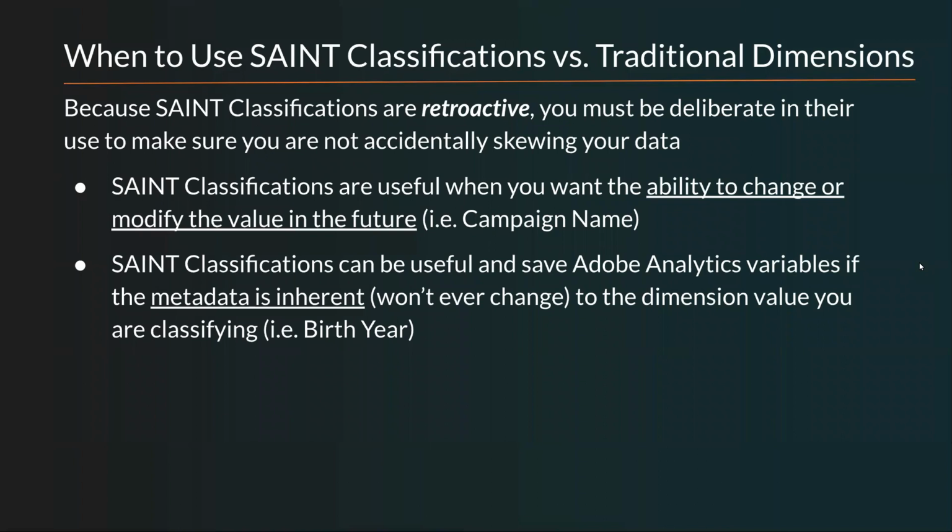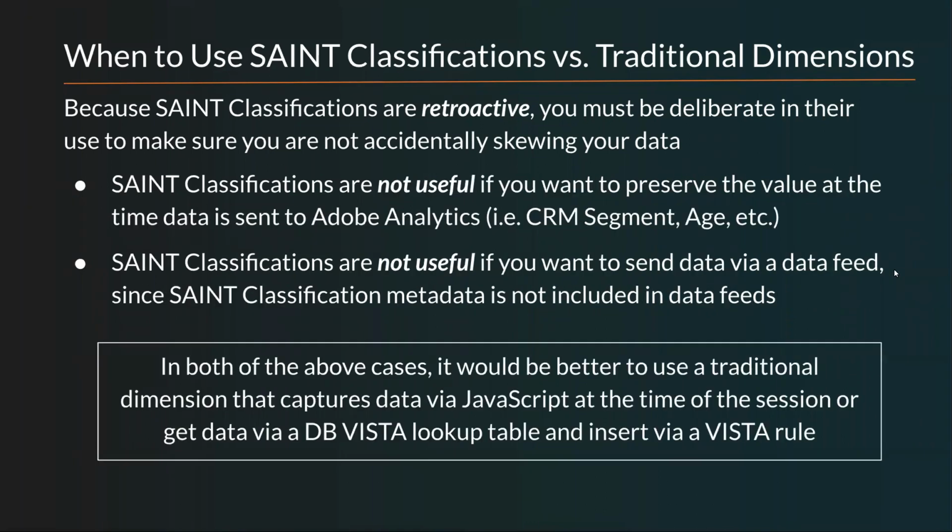But sync classifications can also be useful, as I mentioned, to save variables when the metadata is inherent, meaning it will never change, to the dimension that you're classifying. So for example, if I have a customer ID, I can put birth year in a regular eVar, but it's kind of silly because I could just one time upload the birth year of every customer, and that's never going to change. That's a waste of an eVar. But that's a perfect use case of saving a variable with the sync classification.